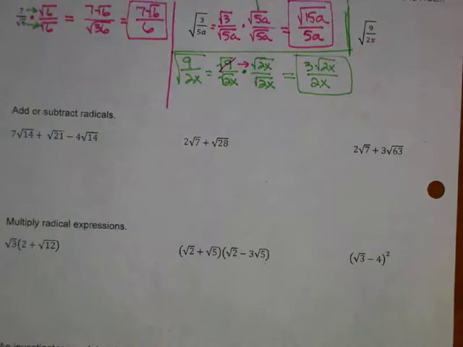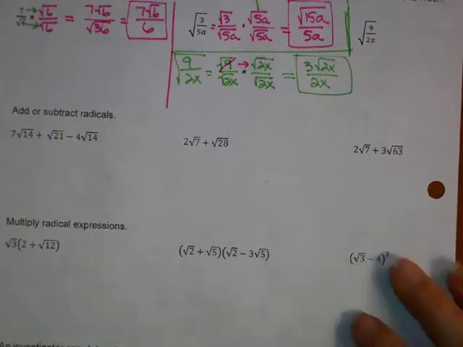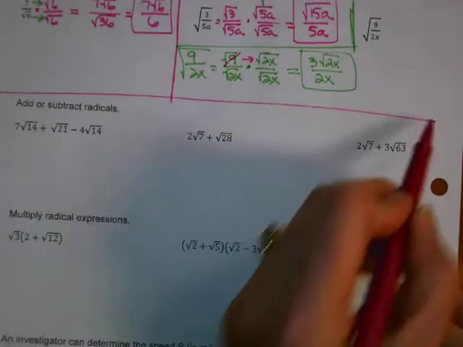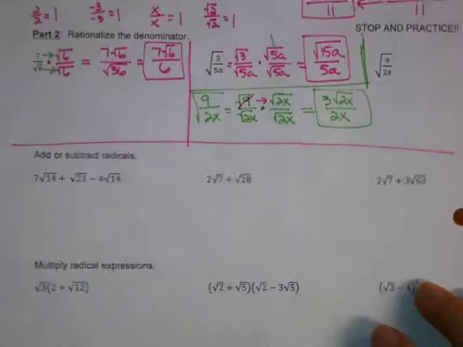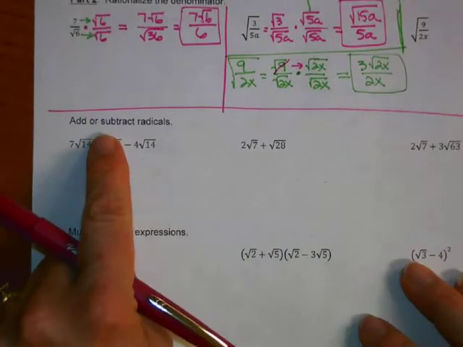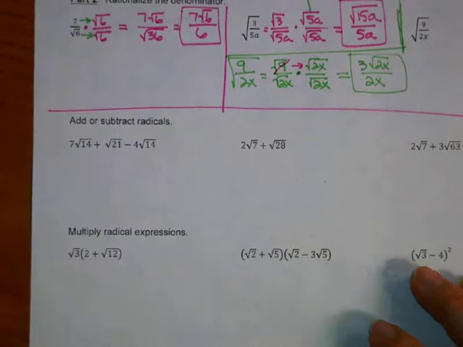Not too bad, huh? All right, so that is the first part, rationalizing denominators. The second part you have to do is add or subtract radicals.